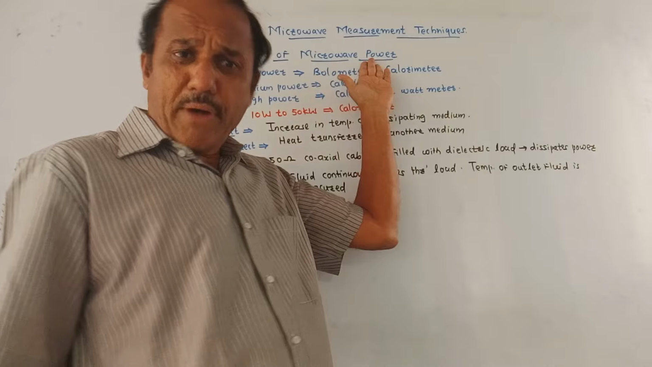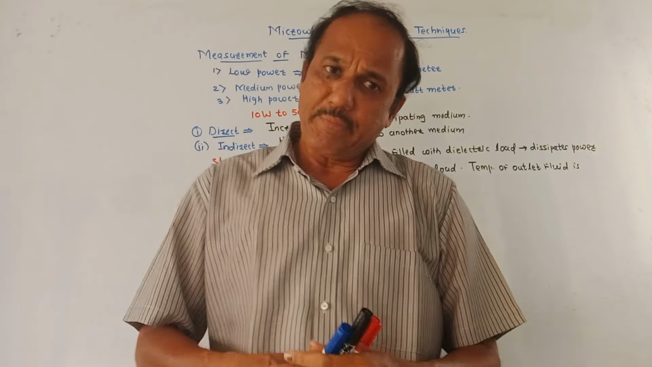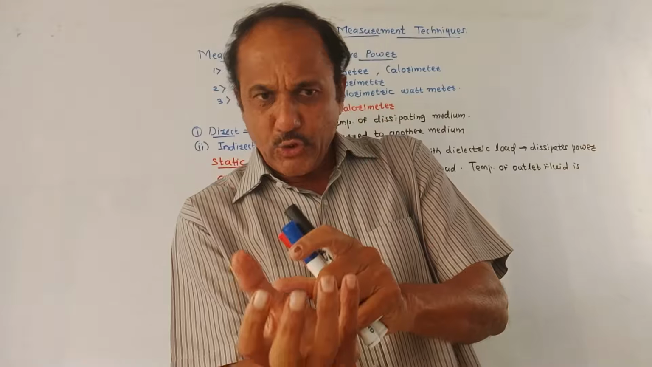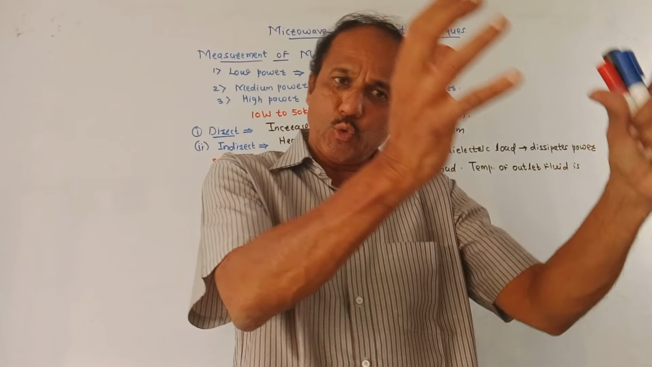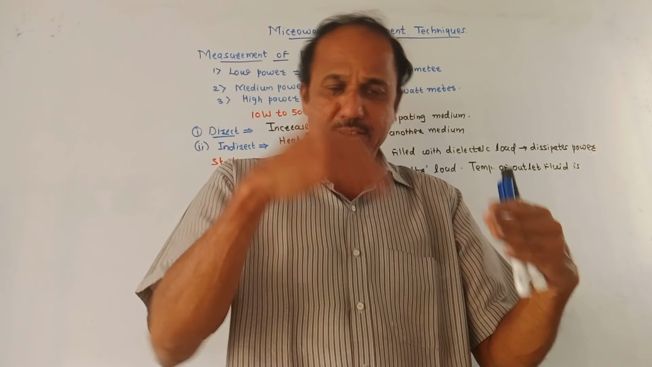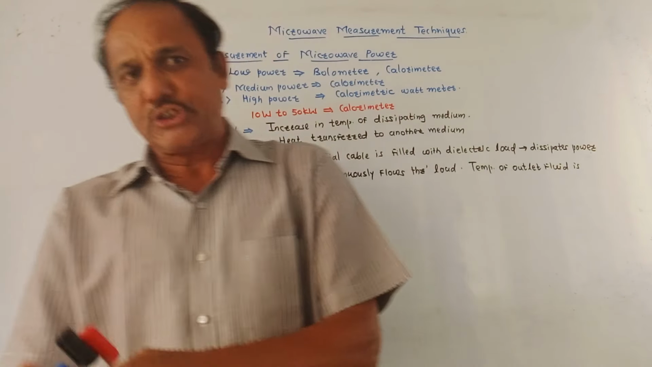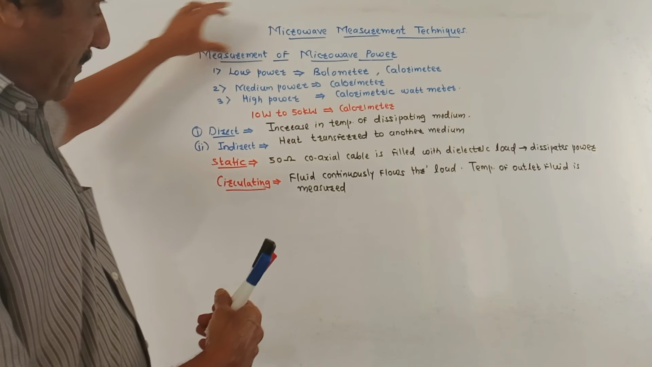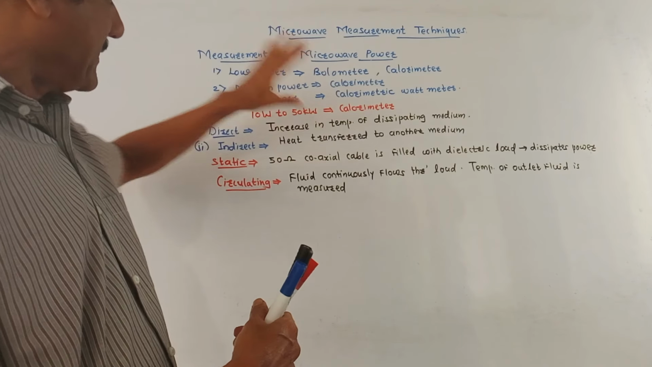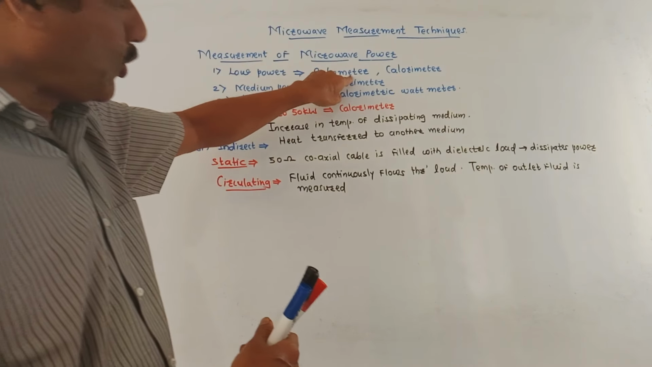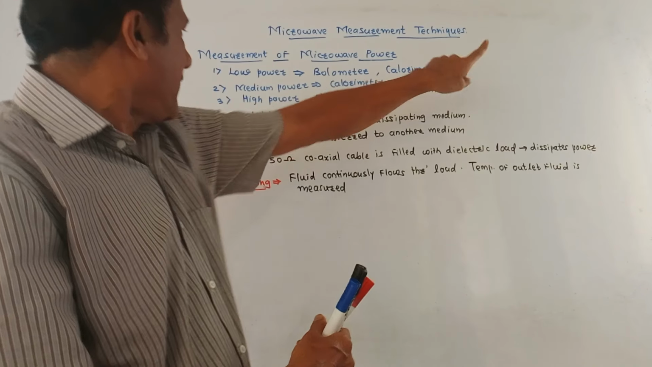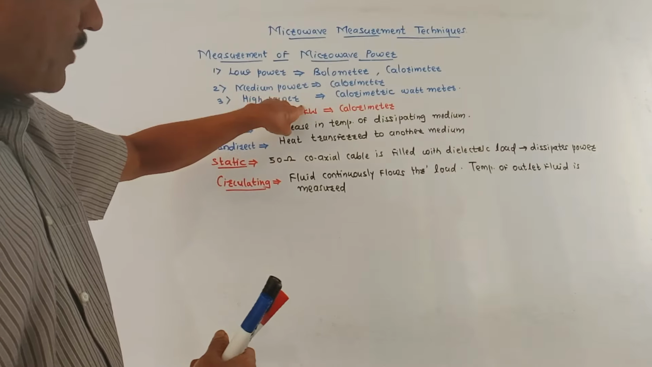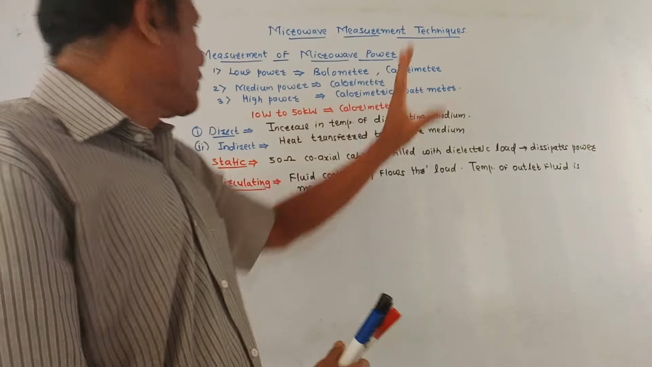Next is measurement of microwave power. The basic concept is, if you want to measure microwave power, then power is converted into heat, and then that heat is applied to a certain fluid. The temperature of the fluid is measured. This temperature is proportional to the power. For the measurement of microwave power, different techniques are available. To measure low power, a bolometer is used. To measure medium power, a calorimeter is used. To measure high power, a calorimetric wattmeter is used.